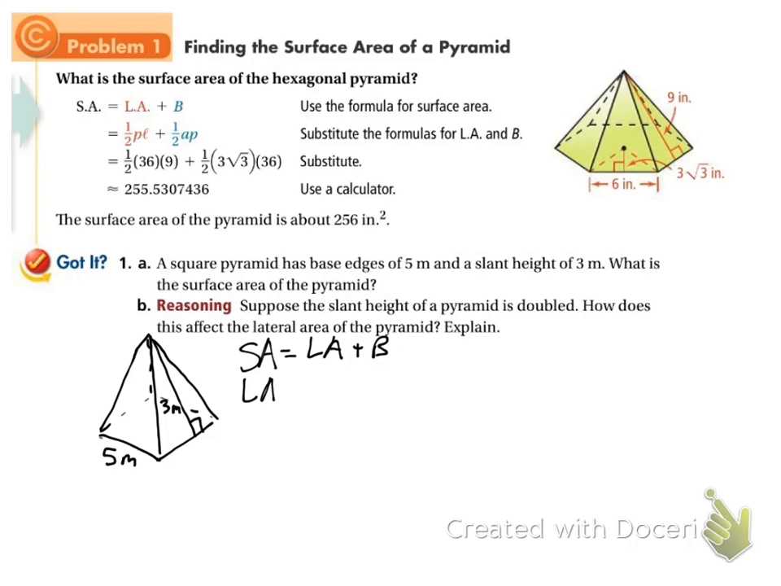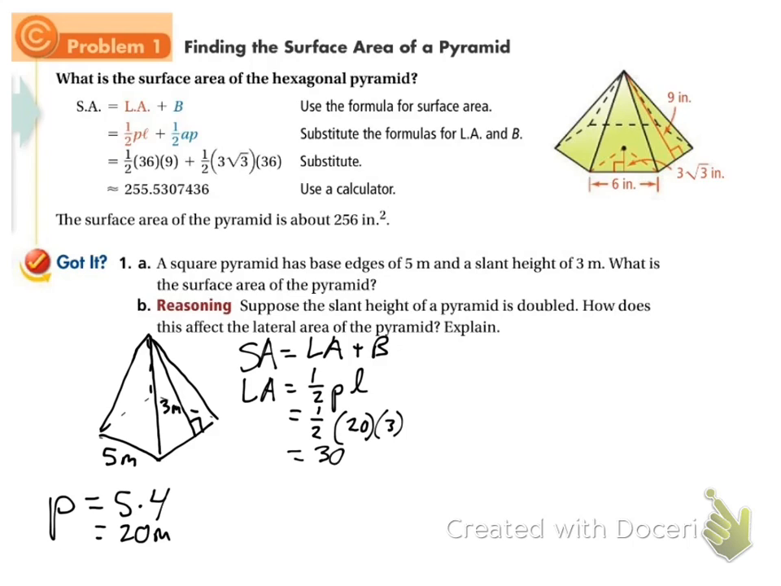So first let's find the lateral area, which is 1/2 PL. So I'm going to need to find my perimeter. So my side length is 5, and I've got 4 sides, so P is equal to 5 times 4. So my perimeter is 20, and we're working in meters. And my slant height is 3 meters. 20 times 3 is 60, and half of 60 is 30. So I get 30 meters squared. So my lateral area is 30 meters squared, and then I need to find the area of my base.